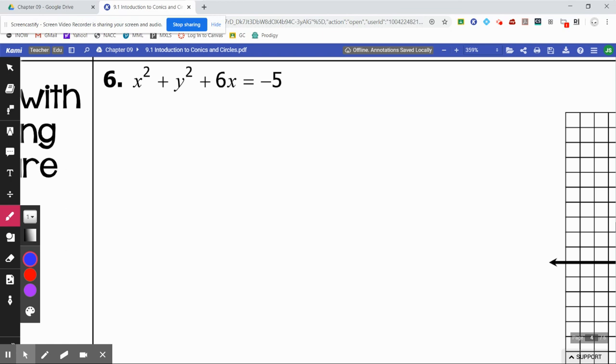Anytime it's in this form to where you have x squared stuff and x stuff, or y squared and y stuff, here's what you're going to do. Group your x stuff, leave a space, and group all your y stuff. And if it had y stuff in there with it, you would leave a space there as well. Any constants, move to the other side.